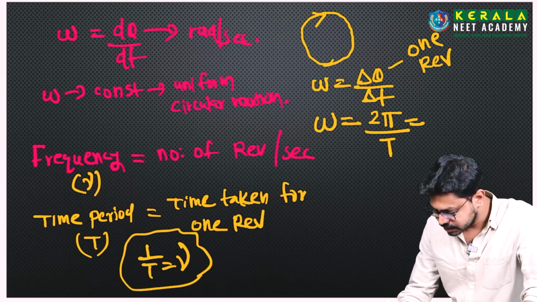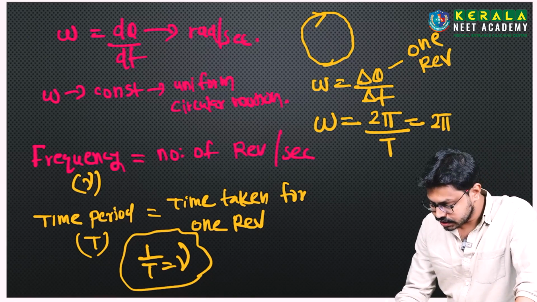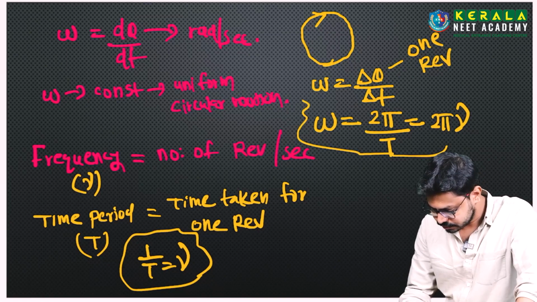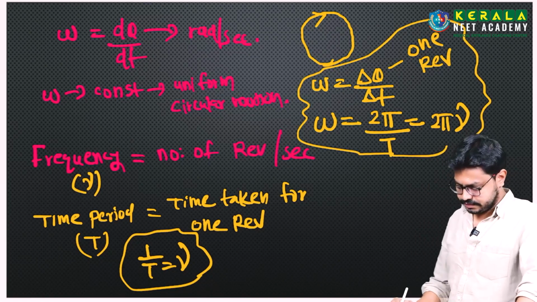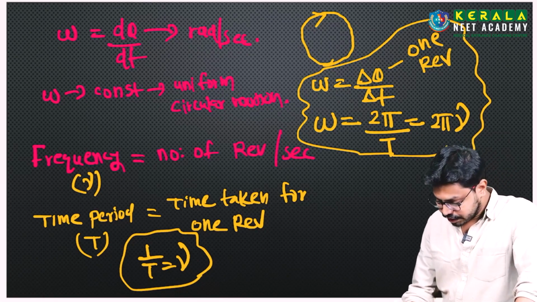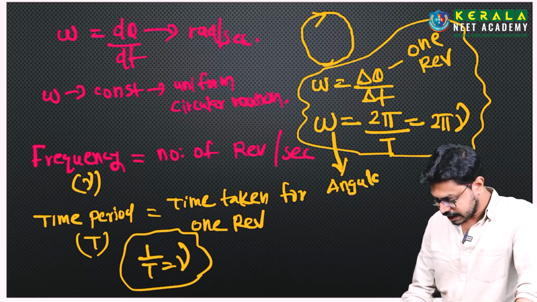So what is another equation? 2 pi by T. What is 1 by T? Frequency. So the equation is omega equals 2 pi nu. That's another equation that is connected with the frequency. Omega can be connected with the frequency, so it is also known as angular frequency.